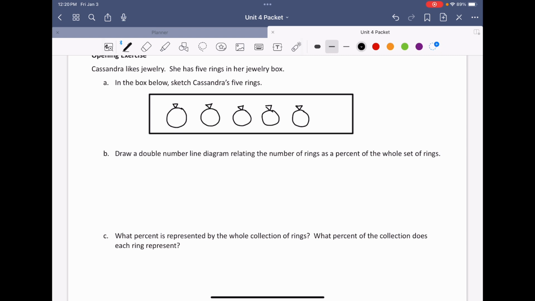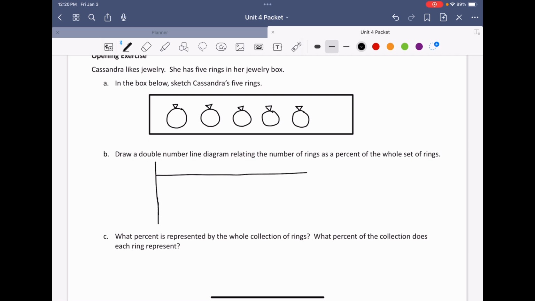Now it says draw a double number line diagram relating the number of rings as a percent of the whole set of rings. So for a double number line, we're going to start with 1 full line on the side. That means there are 2 lines coming off of it. We're always going to start at 0, so our first dash is going to be 0. Then we're going to break it down all the way up to 100.